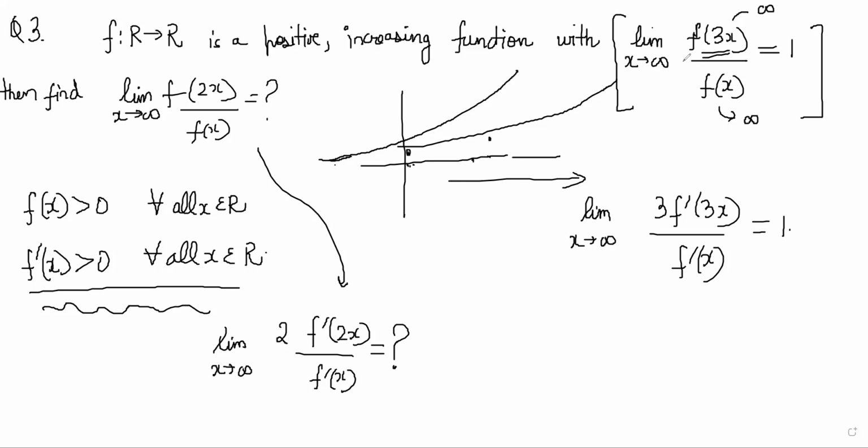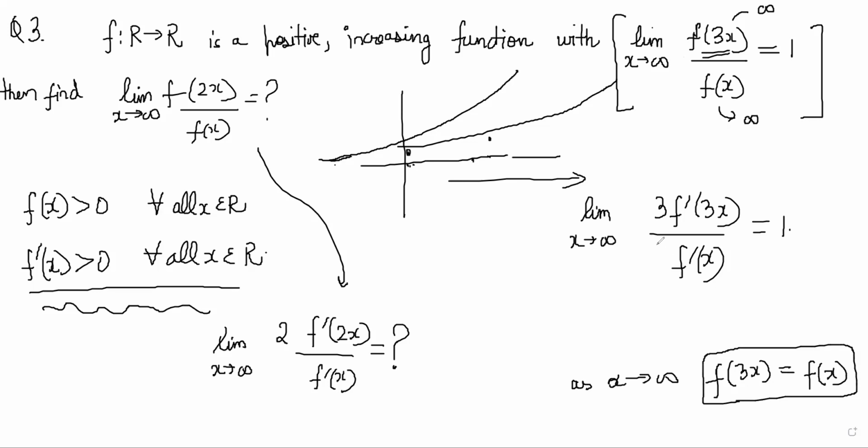What I can say for sure is that as x tends to infinity, f of 3x is equal to f of x, right? Then only the limit is 1. Is it a constant function or something? But a constant function will not be increasing, so a constant function cannot be increasing.